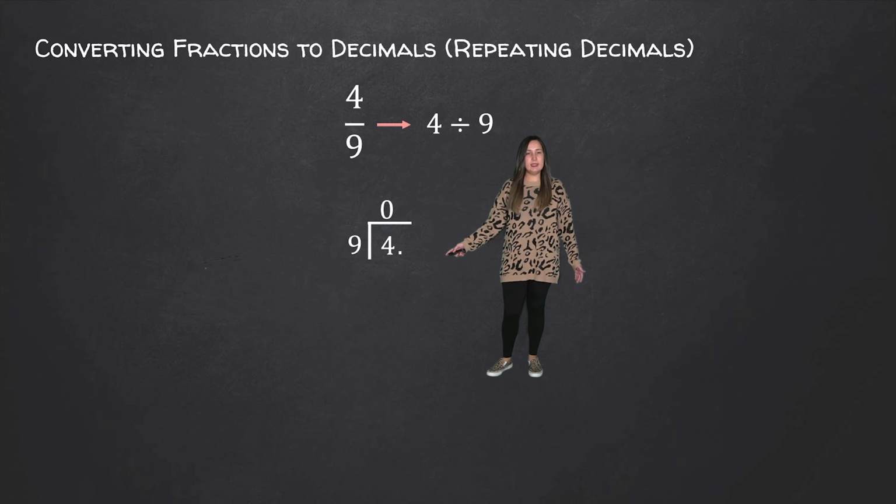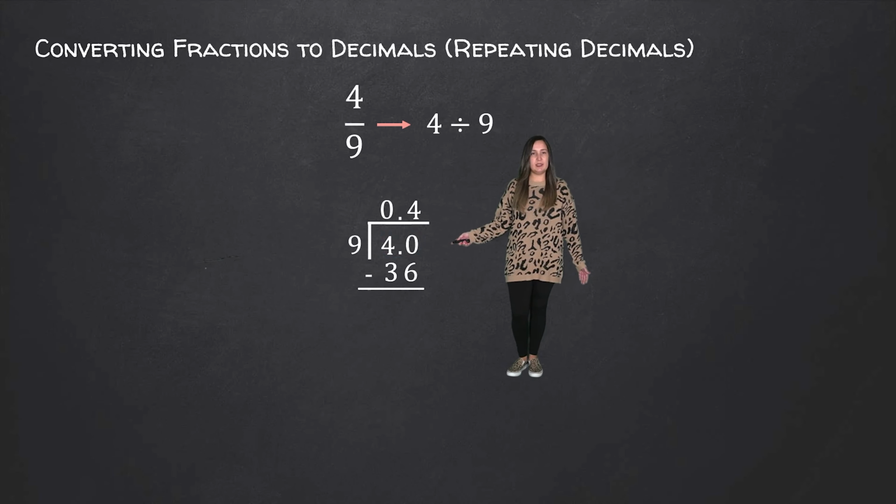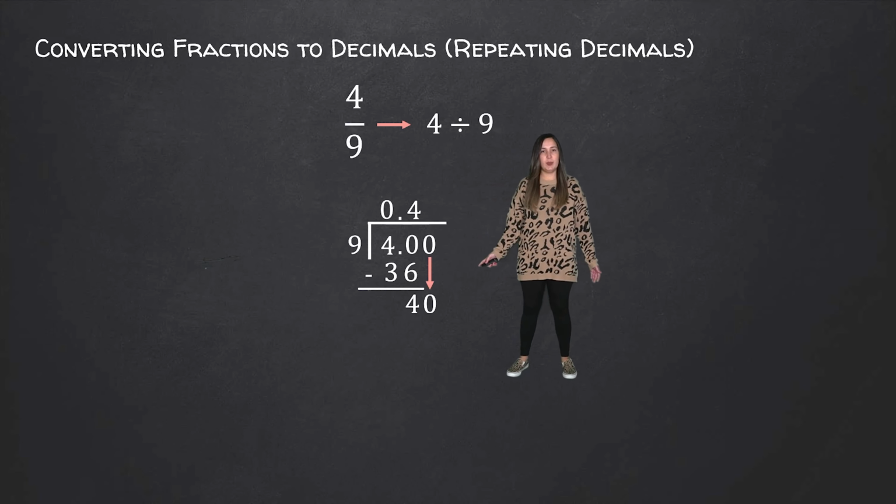So we add a decimal point after the 4 and add a 0. Make sure you bring your decimal point up, and then we ask ourselves, how many times does 9 go into 40? So ignore the decimal for right now. Well, 9 goes into 40 4 times because 9 times 4 is equal to 36, and that's as close as we could get without passing 40. So we do 40 minus 36. We get a remainder of 4, so we add another 0 and bring it down, and we get 40.